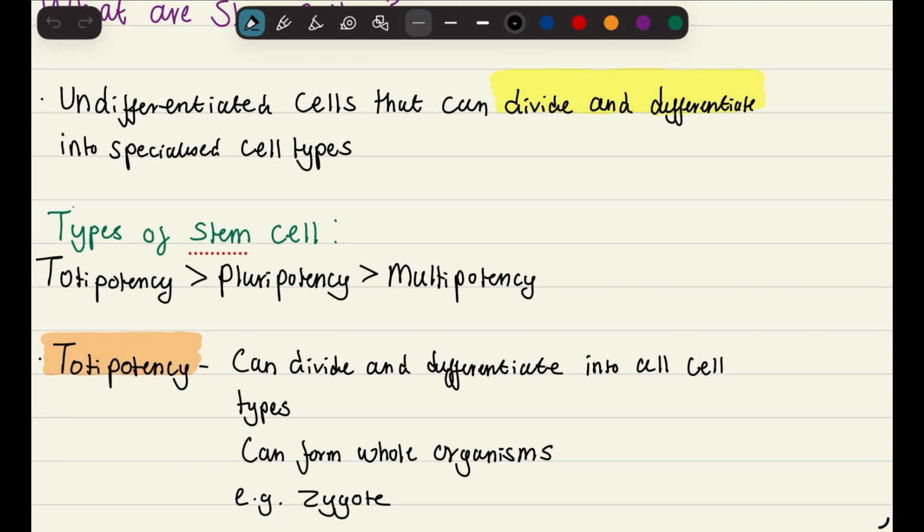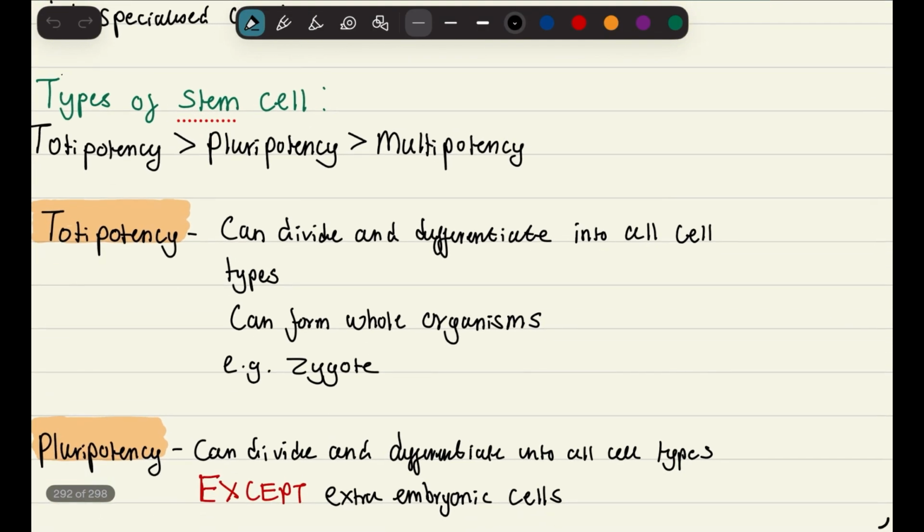In terms of stem cells, we have types, and it's all dependent on their ability to divide and differentiate. So totipotent, they're like up there. They can divide and differentiate into any cell type. They can form a whole organism, for example, a zygote. I've got a diagram of one later.